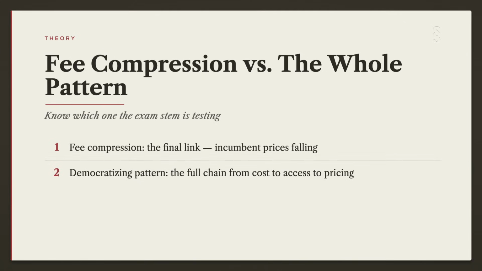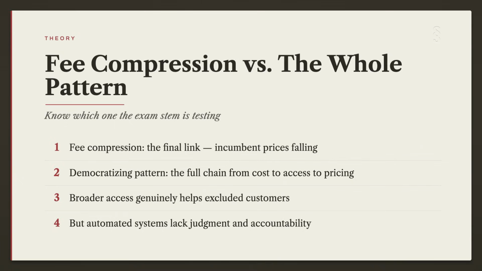And the pattern isn't pure gain. Broadening access truly helps excluded customers, but it also means judgment and accountability are replaced by systems that have neither.